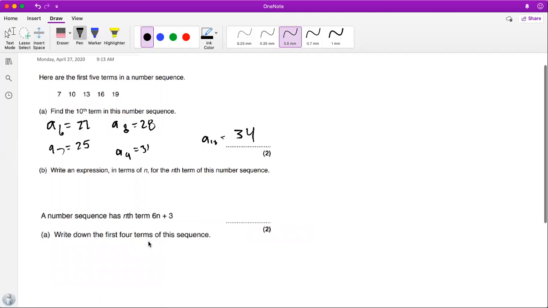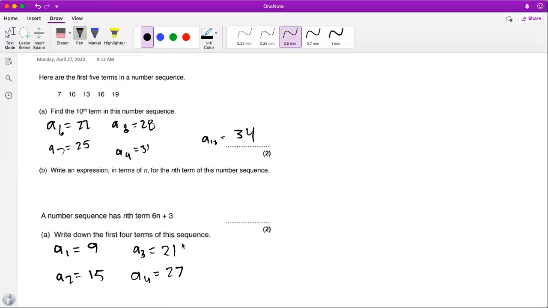This you just plug in the index for each term. So I'd say A1. That means n is 1. So 6 times 1 plus 3 is 9. A2. Plug in 2 for n. 6 times 2 plus 3 is 12 plus 3 is 15. A3. 6 times 3 is 18 plus 3 is 21. Looks like we're going up by 6 each time. A4 is 6 times 4 is 24 plus 3 is 27. So yeah, it goes up by 6 each time.